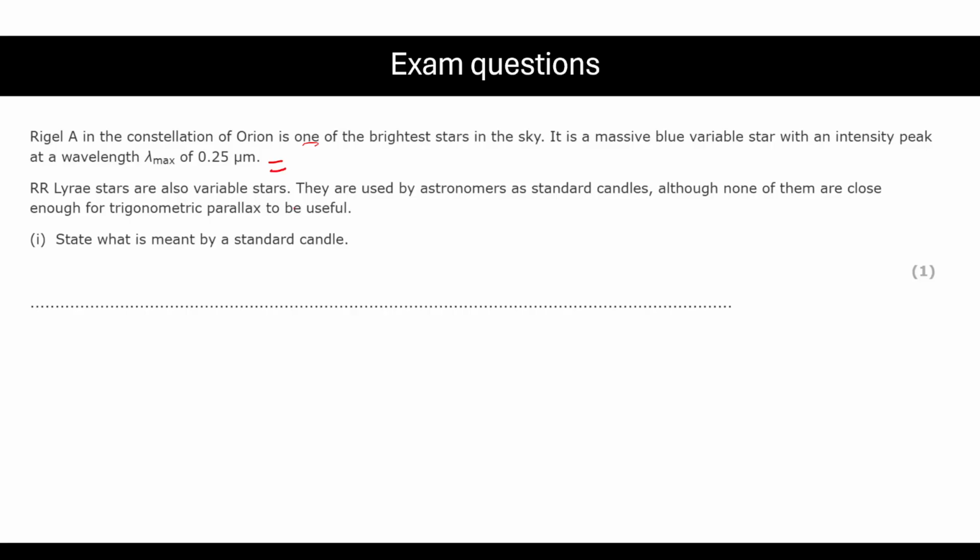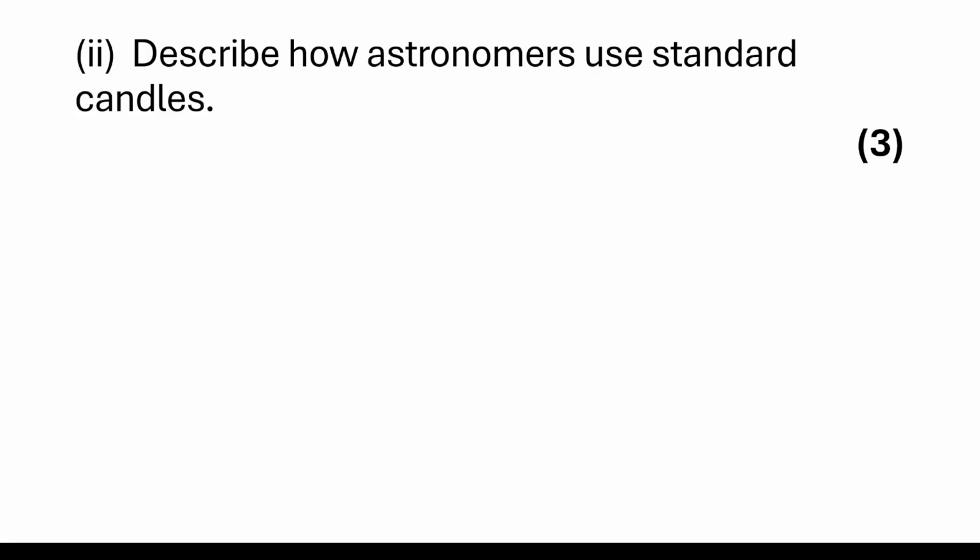So you need to write: an object of known luminosity that is used to measure distance. Of course, see, that's why they build up that context. Trigonometric parallax is not useful. So you need to specify standard candles are of known luminosity, used to measure the distance. Now, how do they use standard candles? That's the next point. So we know what standard candles are.